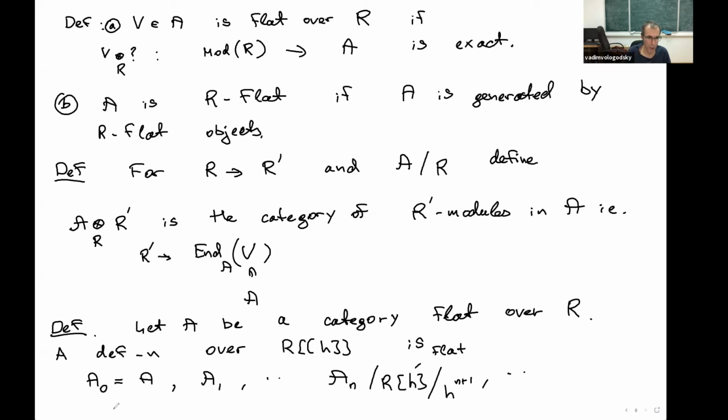And the condition is that A_(n+1) modulo H^(n+1), which now makes sense, this is the tensor product. There is another piece of structure: an equivalence between this quotient and A_n, which is linear over the appropriate truncated polynomial algebra. Okay? With this equivalence.